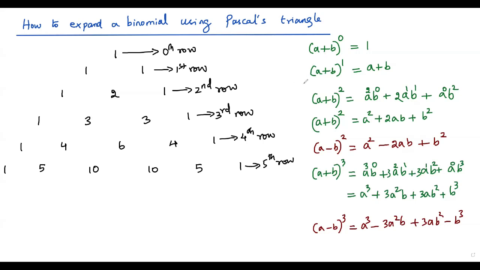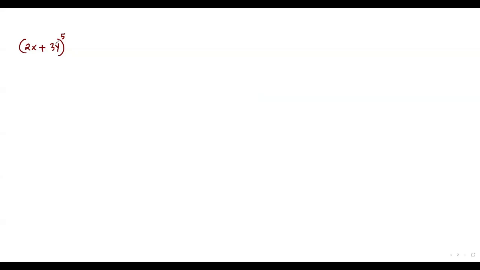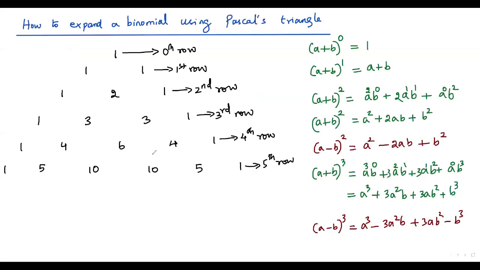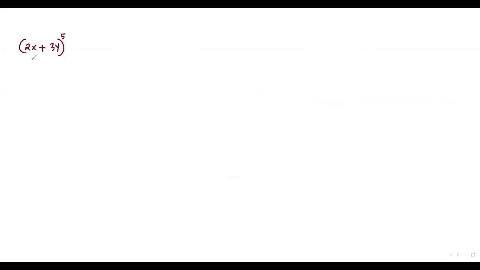Okay, now let's go to an example. Here we have a binomial with the exponent 5. Since the exponent of the binomial is 5, we have to go to the 5th row in Pascal's triangle. So now let's count the number of terms in the 5th row over here. We have 1, 2, 3, 4, 5, 6. There are 6 terms. So now I have to get the product of the 2 terms in the binomial, that is 2x and 3y.